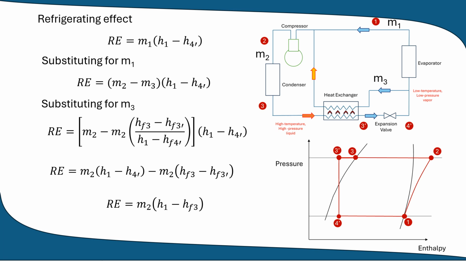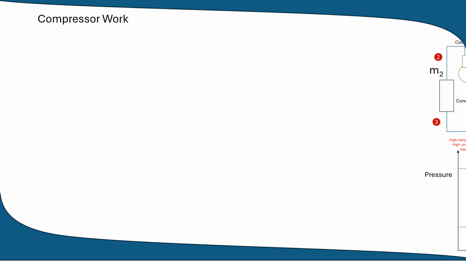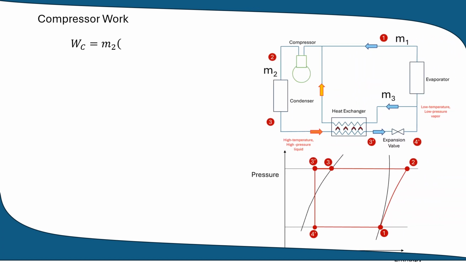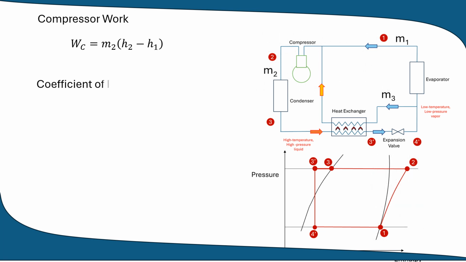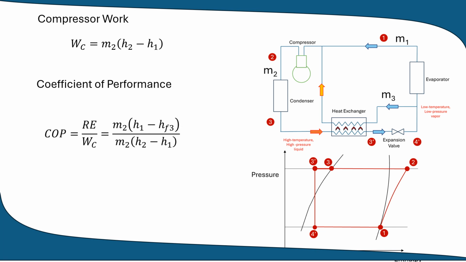Although extracting a portion of the refrigerant to subcool the condenser exit reduces initial cooling capacity, the resulting subcooling ultimately compensates for this loss. The compressor work, Wc, is equal to m2 times (h2 minus h1). This is the same as that of the simple saturation cycle. The coefficient of performance, COP, is calculated as (h1 minus hf3) divided by (h2 minus h1).